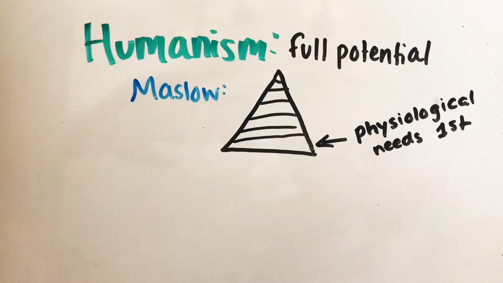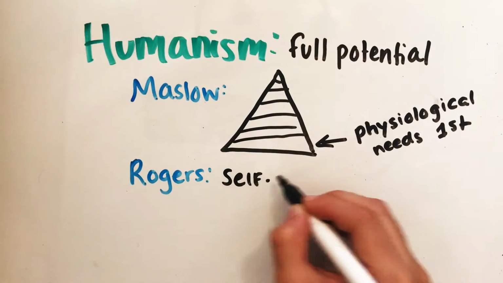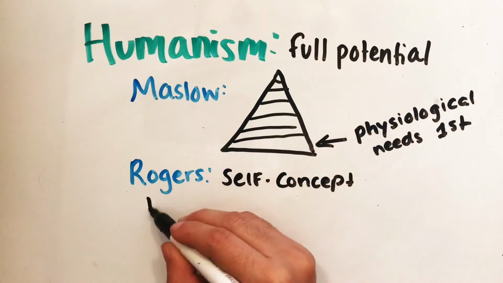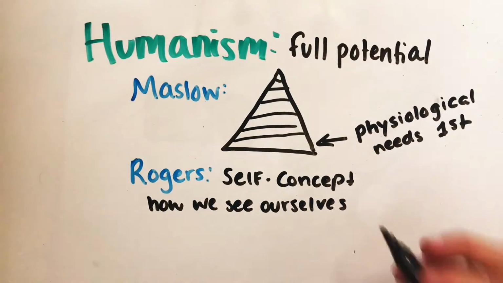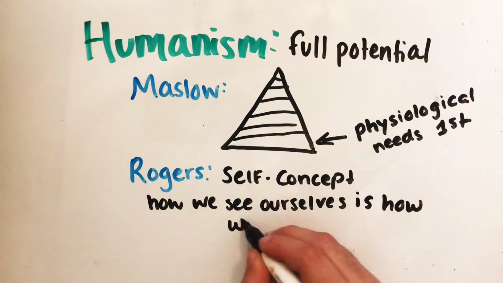This also goes along with the views of Carl Rogers. Carl Rogers was the creator of self-concept. He says how we see ourselves is how we behave.